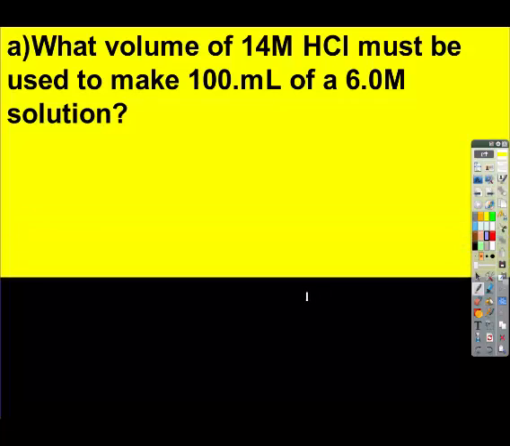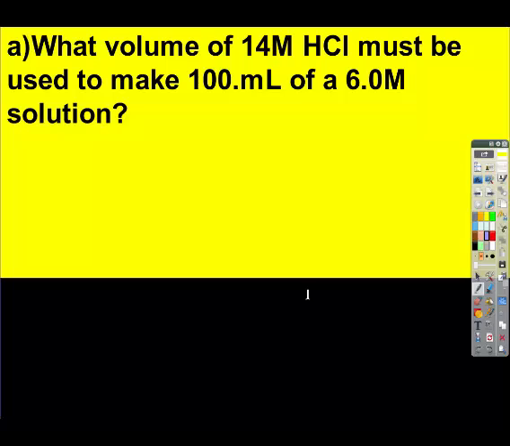So let's see one of these example problems. It says, what volume of 14 molar HCl must be used to make 100 milliliters of a 6 molar solution? So what volume, so that's V1, of a 14, so that's going to be my M1. Notice it says of 14 molarity.